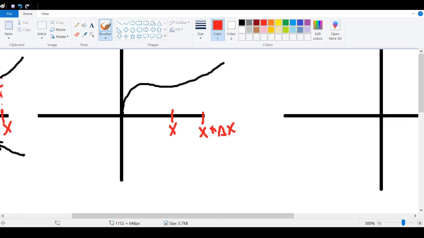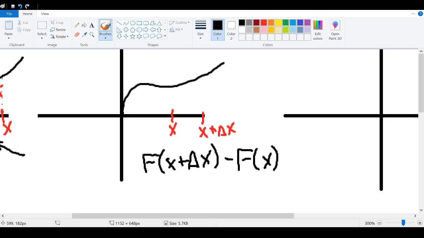And now let's consider the quantity capital F of x plus delta x, and we subtract away capital F of x. And if we think about what this quantity is, capital F of x plus delta x would be all of this green area. And then we're going to subtract away capital F of x, which is all of this blue area. And so what we're left with is only the green area, all of this area here.